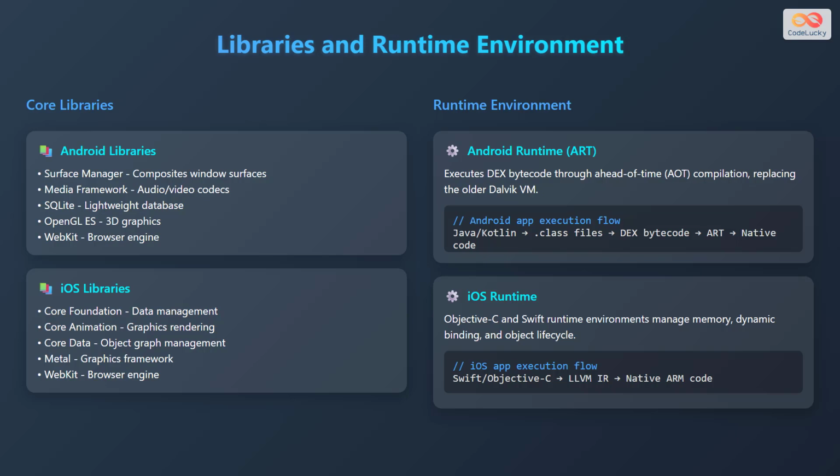In iOS, the Objective-C and Swift runtime environments manage memory, dynamic binding, and object lifecycle. In iOS application execution flow, Swift or Objective-C code converts to low-level virtual machine intermediate representation, and then it compiles to native ARM code.